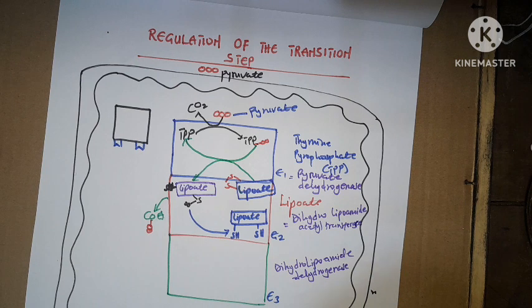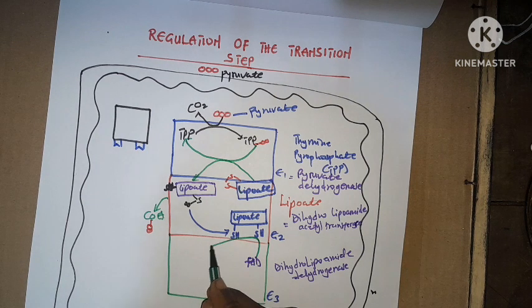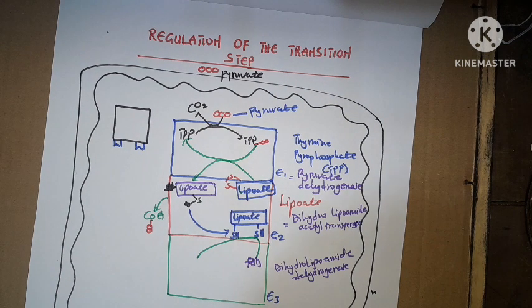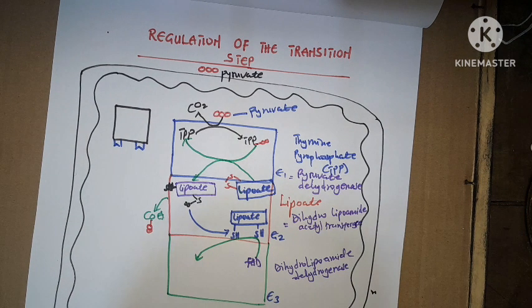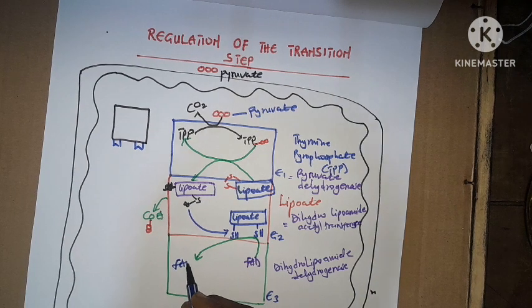So with enzyme 3, what is going to happen is that FAD comes in and picks up this hydride to form what we call FADH2. So FAD will pick the hydride and form FADH2.